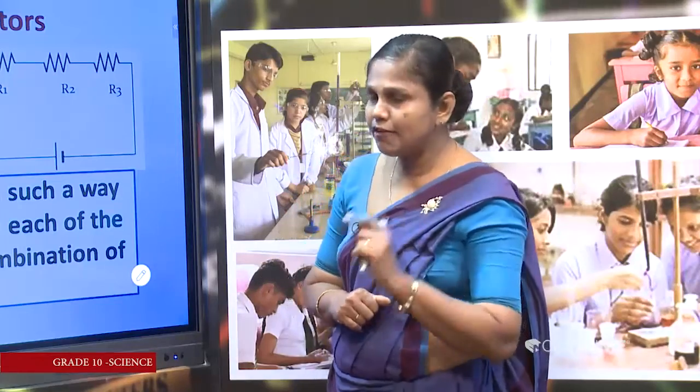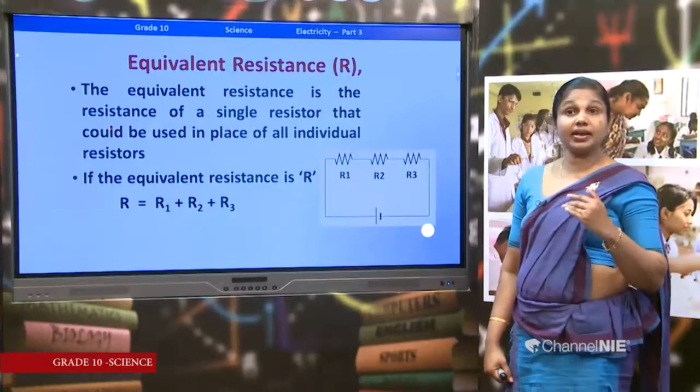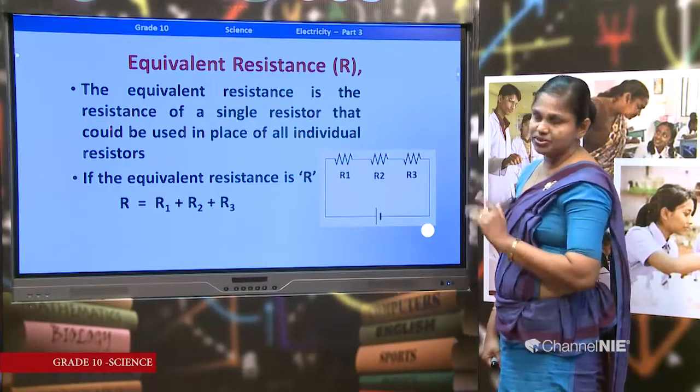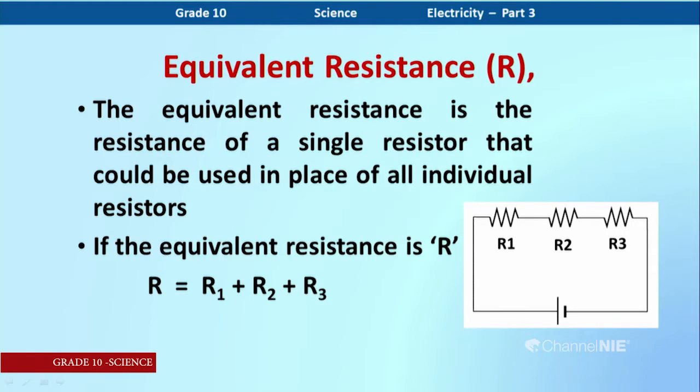The way of getting the equivalent resistance when the resistors are connected in series is this, children. Look here. The equivalent resistance is the resistance of a single resistor that could be used in place of all individual resistors. Right now, here we have three resistors called R1, R2, R3. All three are joined in series.